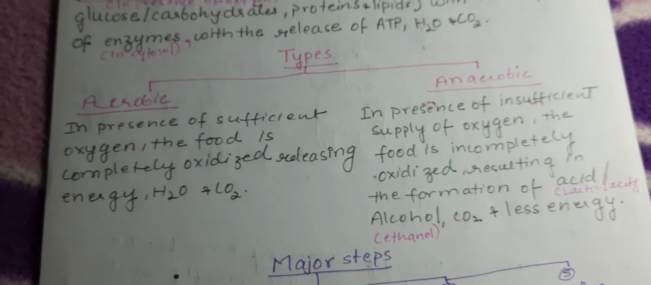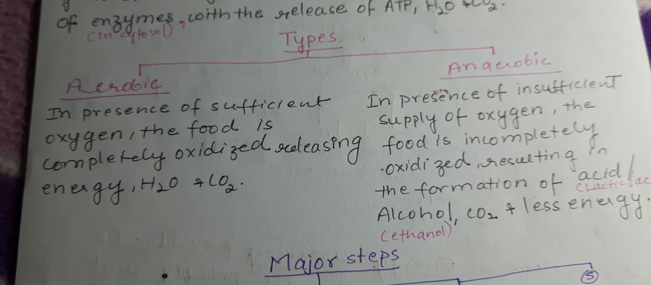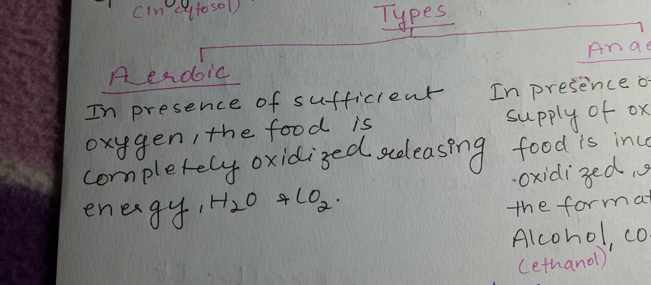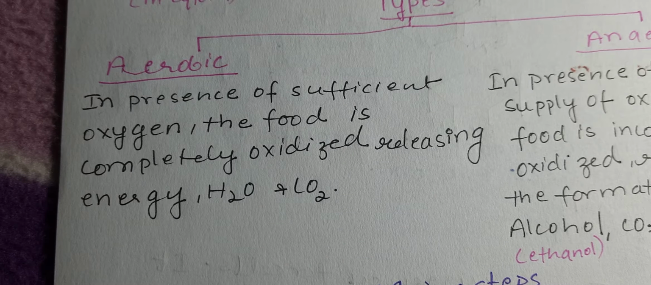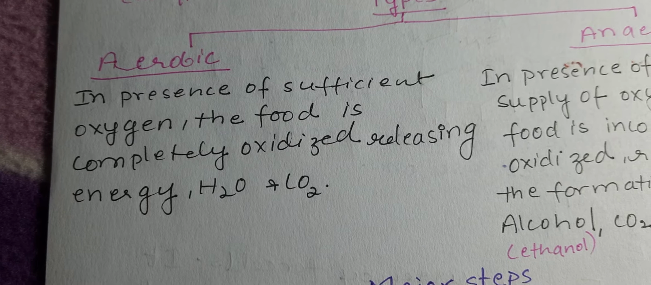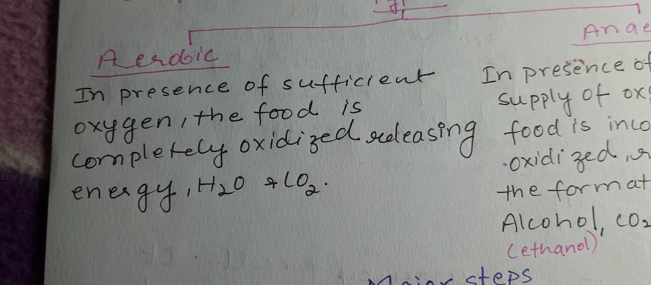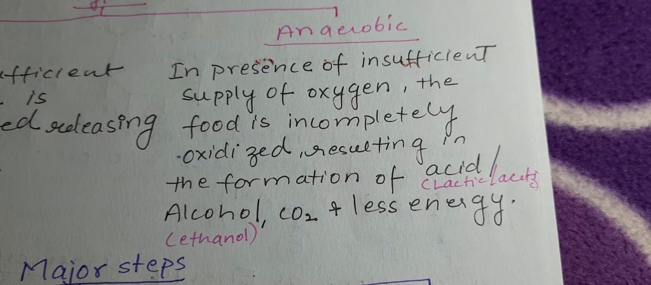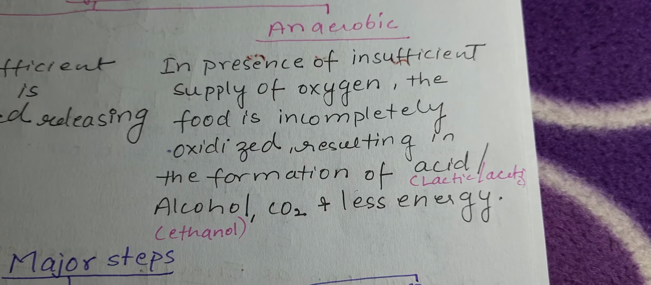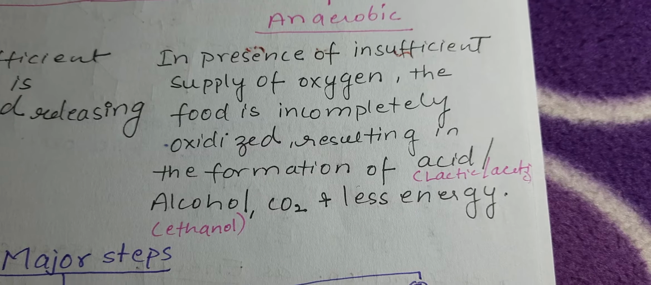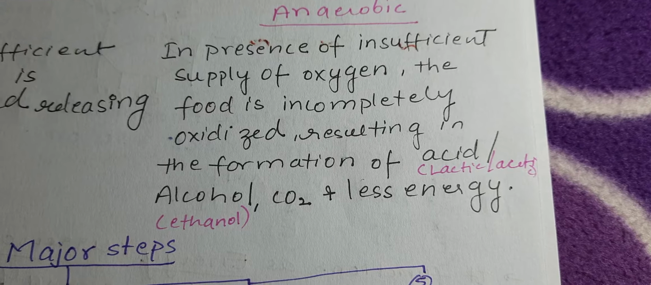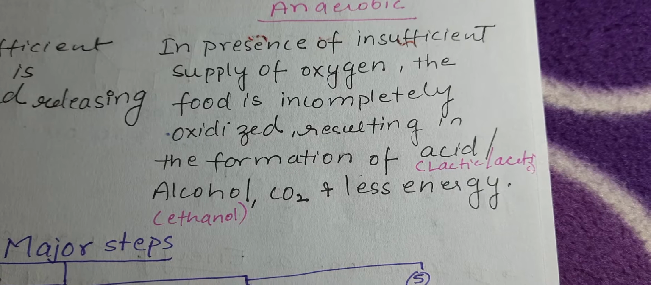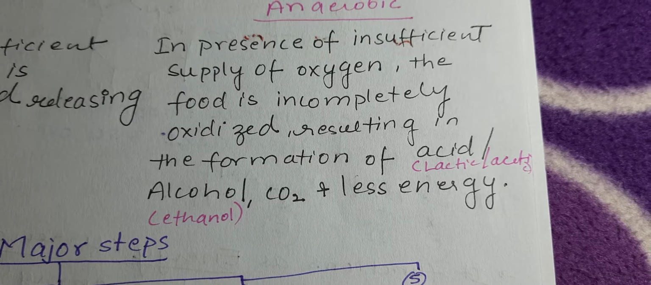There are two types of respiration, aerobic and anaerobic. Aerobic occurs in the presence of sufficient oxygen, where the food is completely oxidized, releasing energy, water and carbon dioxide. Anaerobic occurs in the presence of an insufficient supply of oxygen, and the food is incompletely oxidized, resulting in the formation of acids such as lactic acid and acetic acid.